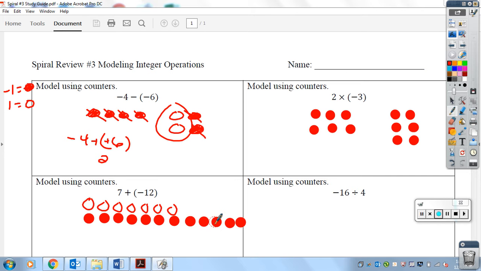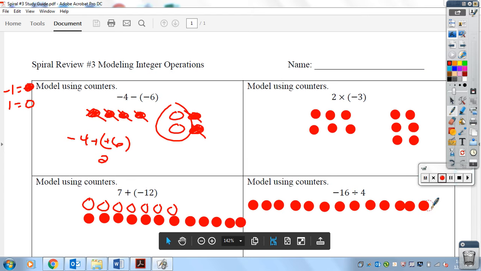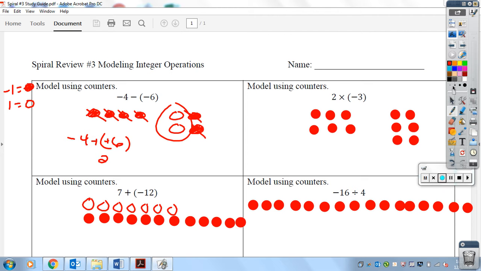Model using counters. Division is a little bit trickier. I start with 16 negatives. 1, 2, 3, 4, 5, 6, 7, 8, 9, 10, 11, 12, 13, 14, 15, 16. I have 16 negatives. I did it all in a row. You didn't have to, but I'd like to do them all in a row. If I divide it by 4, it means I'm dividing it into 4 groups. Now it happens to be 4 in each of them, but that's a coincidence. The answer is -4, because there's -4 in each group.